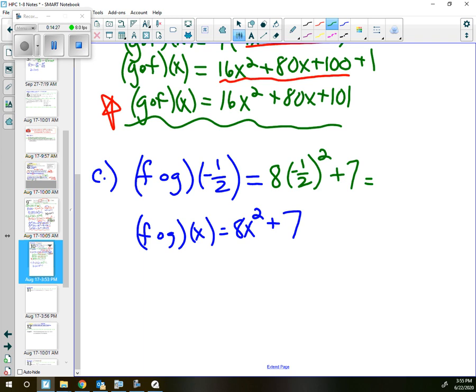So negative 1/2 squared, that would be positive 1/4. 1/4 times 8 would be 2. 2 plus 7 looks like 9. So my output would be 9. I can evaluate this function at any number I want. I created a new thing with composition, and I can replace with values as well. So that's something that we definitely want to be able to do.